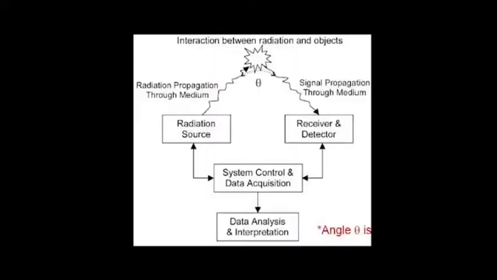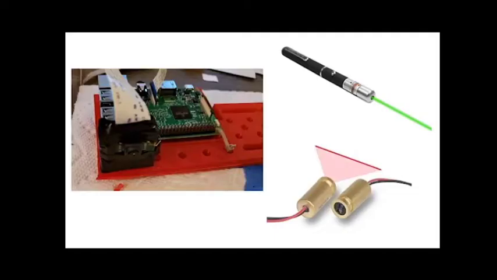How does this all work? First, radiation is generated by the radiation source, in our case the laser light. The radiation travels through the environment until it contacts the target's surface. The radiation is then backscattered by the target and travels back to the detector where the information is analyzed and processed. For my LiDAR, the sensor is an 8 megapixel Raspberry Pi camera, and the transmitter is a laser.